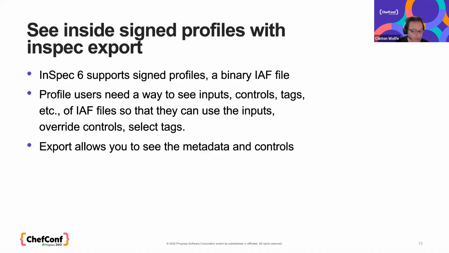Inspec 6 has introduced a new feature called IAF files, which are signed binary profiles. That's a great feature, but it introduces a new problem, which is being able to see inside the profile so that you're able to identify controls to use with waivers, overriding controls, and selecting things using tags. Well, that's why we have the export command. Inspec Export allows you to see everything, including the metadata and controls. So let's have a look at the export command.